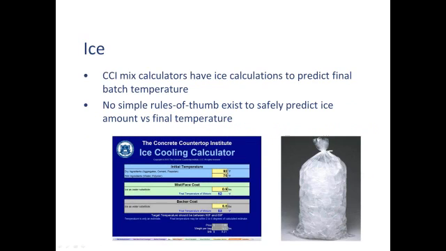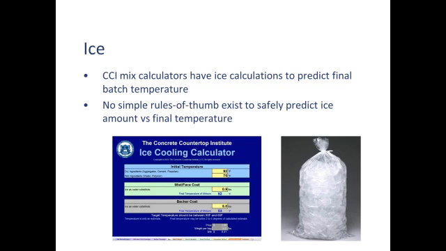Now, predicting how much ice you need can be very complicated. It's a fairly sophisticated thermodynamic set of calculations. There are no simple rules of thumb, like, oh, just use 1/3 of your mix water with ice. Well, it depends on the temperature, ingredients, and whatnot. So I created an ice cooling calculator, and it's part of all my mix designs, my GFRC, my precast mix designs, where you can input your ingredients, the temperature of the ingredients, and get a very good prediction of the final mix temperature. It's usually good within a couple degrees, which is close enough, so that you're not putting too much ice in. Because the last thing you want to do is add too much ice.